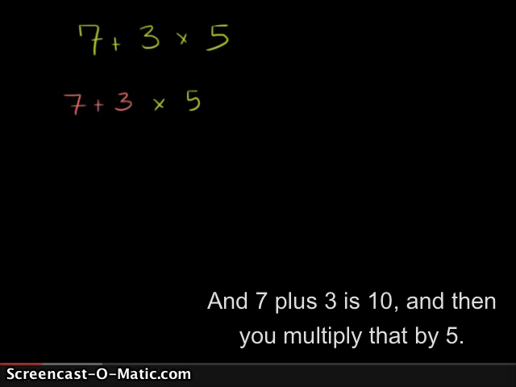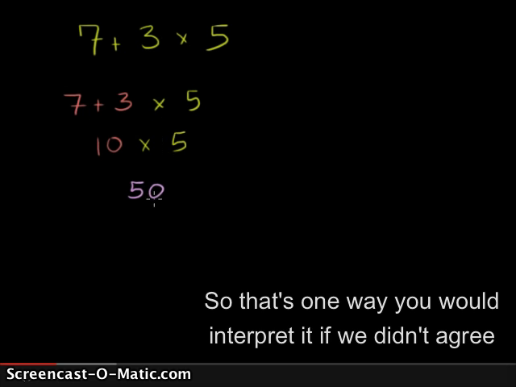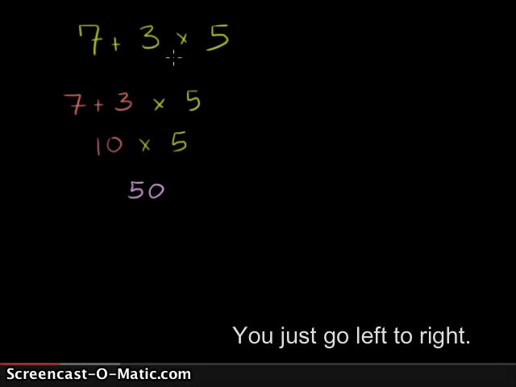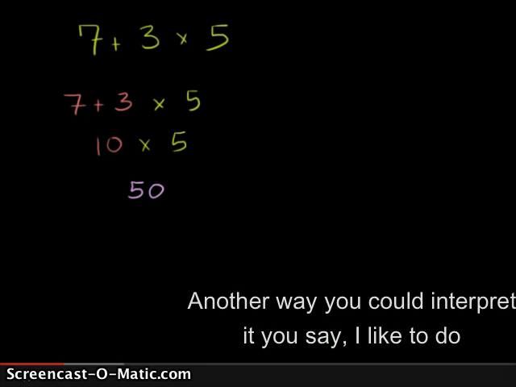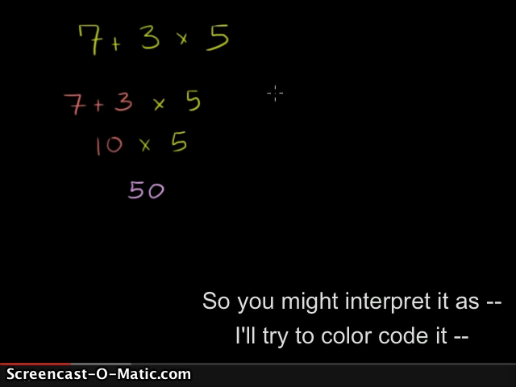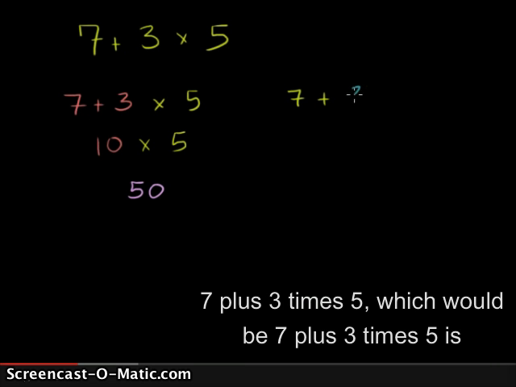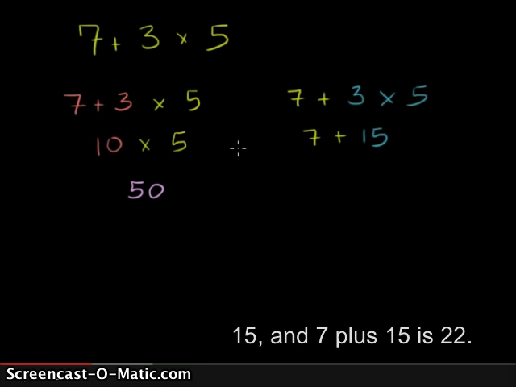And 7 plus 3 is 10. And then you multiply that by 5. 10 times 5, it would get you 50. So that's one way you would interpret it if we didn't agree on an order of operations. Maybe it's a natural way. You just go left to right. Another way you could interpret it, you say, oh, I like to do multiplication before I do addition. So you might interpret it as, I'll try to color code it, 7 plus, and you do the 3 times 5 first. 7 plus 3 times 5, which would be 7 plus 3 times 5 is 15. And 7 plus 15 is 22.